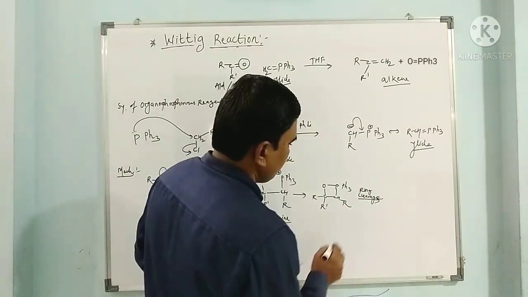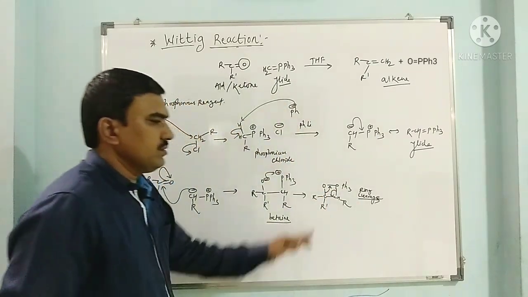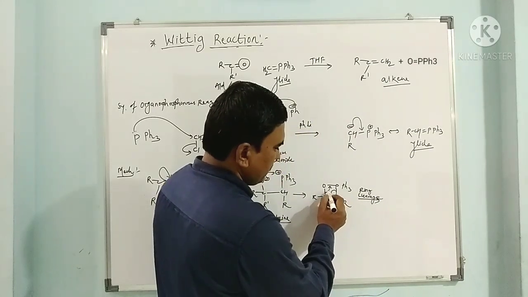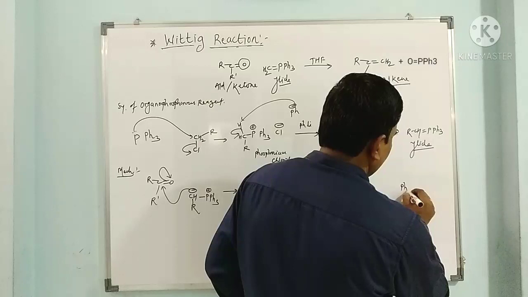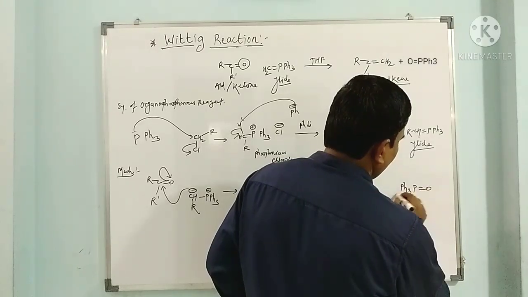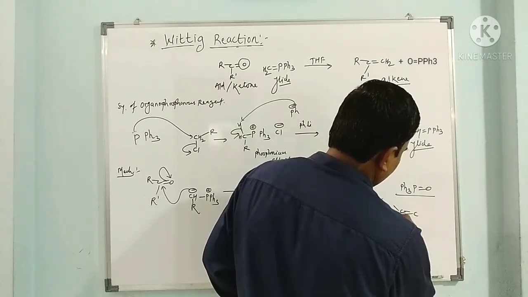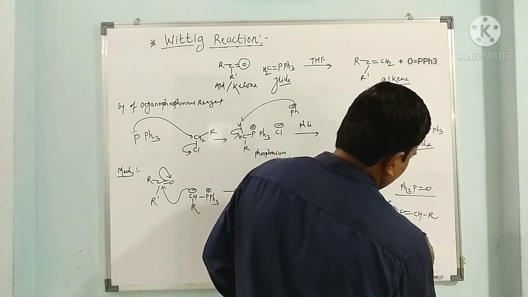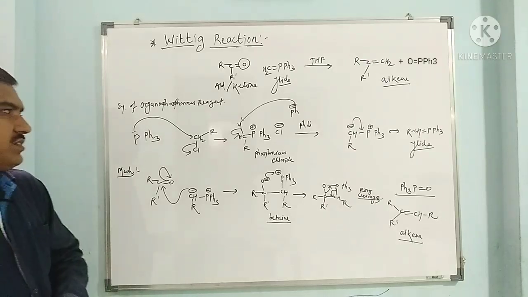So here we get breaking of this ring, double bond formation here, and this triphenyl phosphine oxide, PH3 P double bond O, is lost, and we get the product C double bond C R dash, and here this is CH R. So this alkene is obtained using the Wittig reaction.